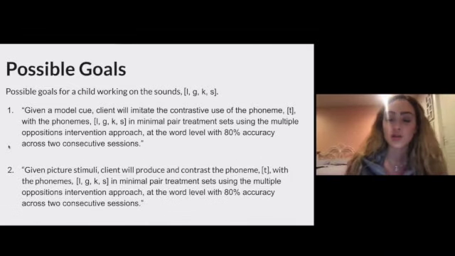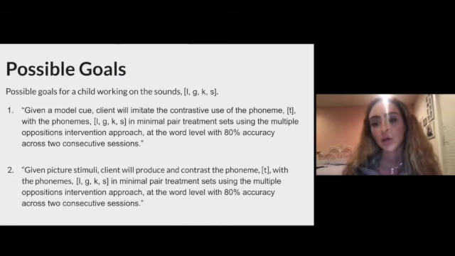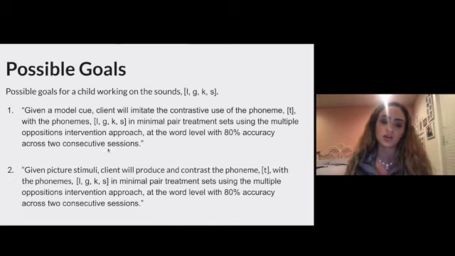In terms of possible goals for our client, working on the l, ga, ka, and s sounds, the first goal is: given a model cue, client will imitate the contrastive use of the phoneme t with the phonemes l, ga, k, and s in minimal pair treatment sets using the multiple oppositions intervention approach at the word level with 80% accuracy across 2 consecutive sessions.